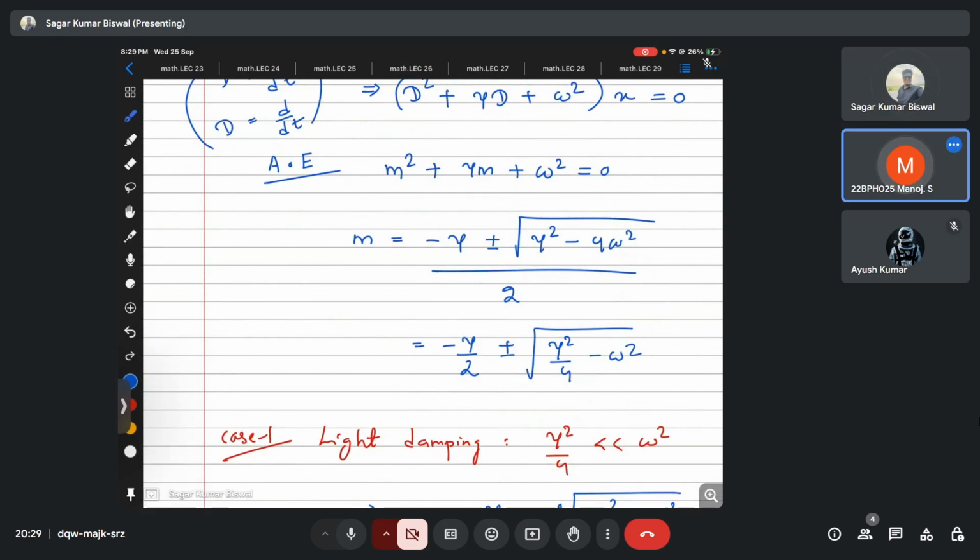These are the roots of the auxiliary equation, right? Is it okay?